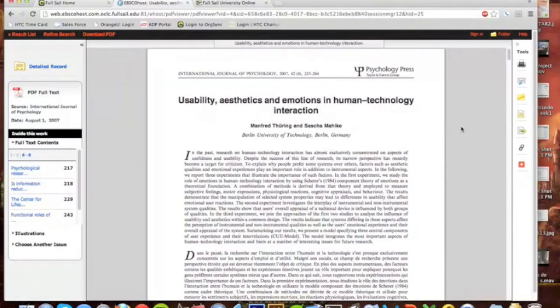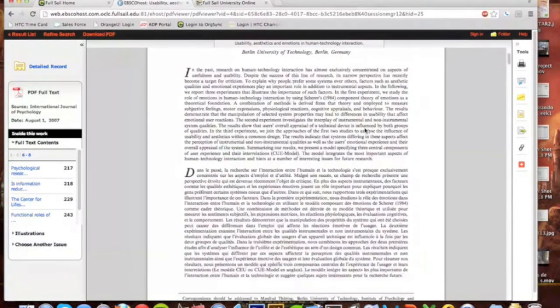In this topic we're supposed to discuss the aesthetics of usability. First I want to discuss the article that I found, and then I'll answer the questions. So here we go. This is the article that I found. The title of it is Usability, Aesthetics, and Emotions in Human Technology Interaction.